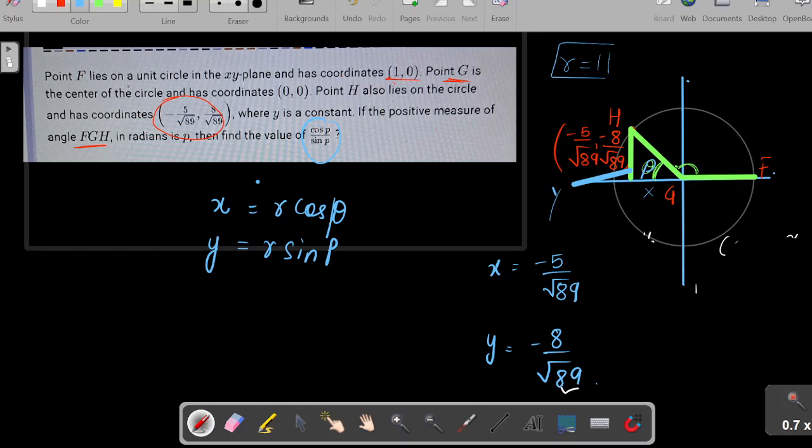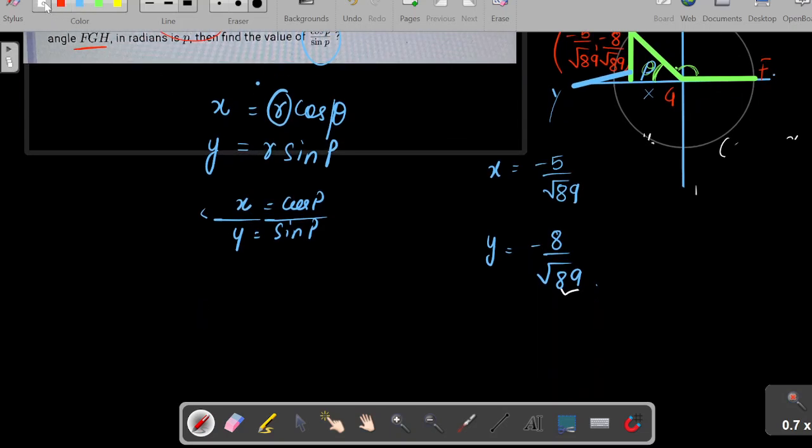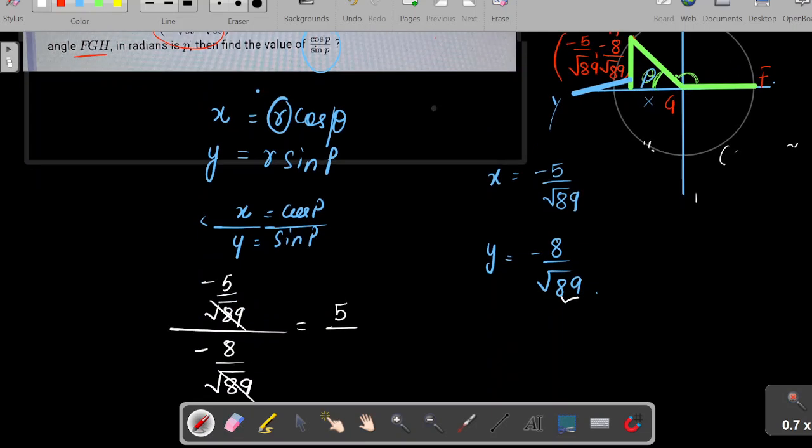What we have to do is find cos P over sin P. R is what? The unit circle radius is always 1, so instead of r, I can write 1. So I can directly say x equals cos P and y equals sin P. Now you can simply divide. Cos P over sin P means x over y. What is x? Negative 5 over root 89. So I'll write negative 5 over root 89 over, what is y? Negative 8 over root 89. Root 89 and root 89 will get cancelled out. Here I am left with 5 over, oh sorry, my bad. I think 8 was not negative at all. My bad.